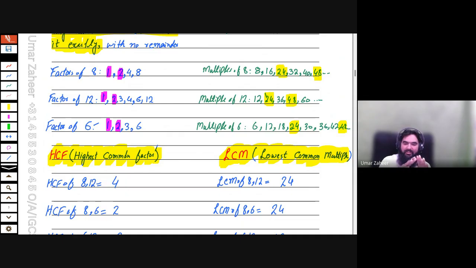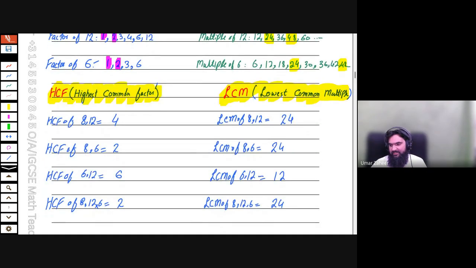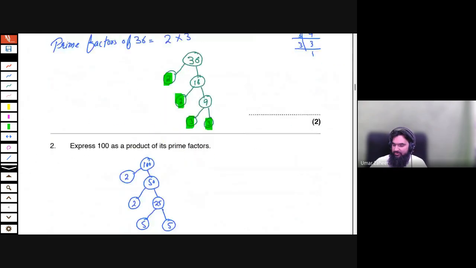Okay, if you are finding the HCF, write all the factors of that number, and then you have to choose the highest common factor. In the same way, if you are finding the LCM, write all the multiples of that number, and then you have to take the lowest common multiple. This is one way to find the LCM and HCF. But mostly we are not going to use this method. Okay, which method do we have to use? Let's do the question.